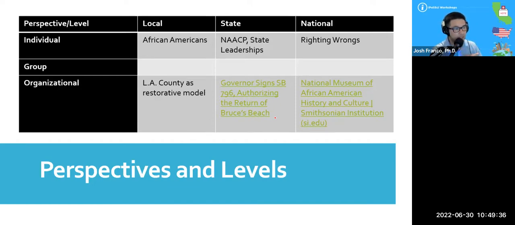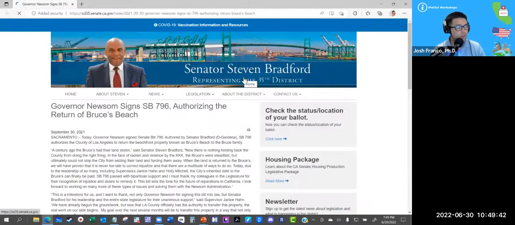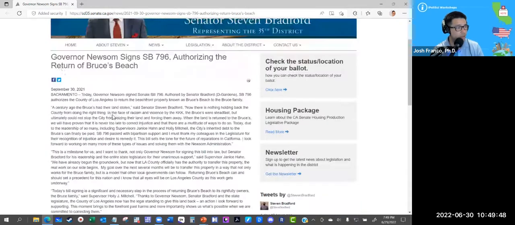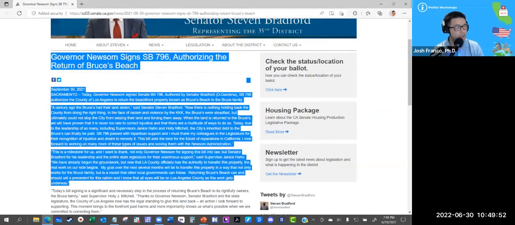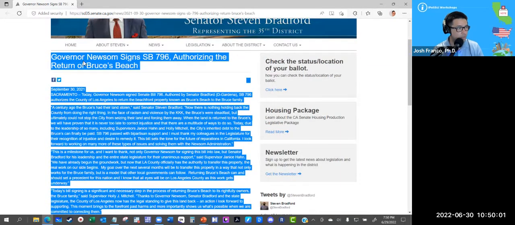At the organizational state level, I just want to pull up the website from Senator Steven Bradford, who represents this part or parts of Los Angeles. I'm going to go ahead and have this press release, at least the beginnings of it, read to us. And this is referring to SB 796, which authorizes the return of Bruce's Beach. So we'll go ahead and pull up or have this read to us.